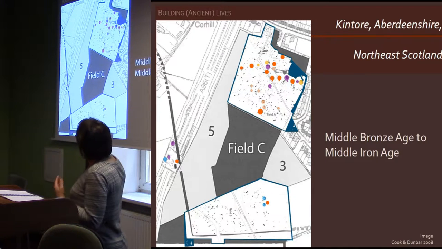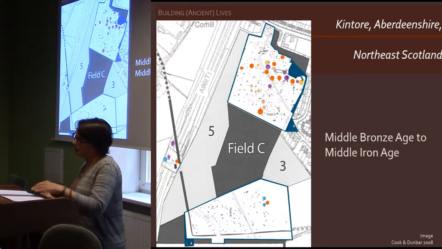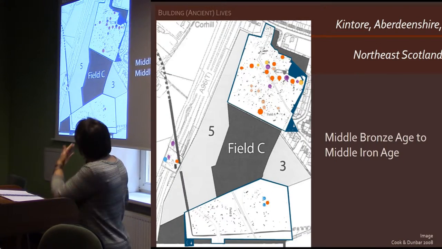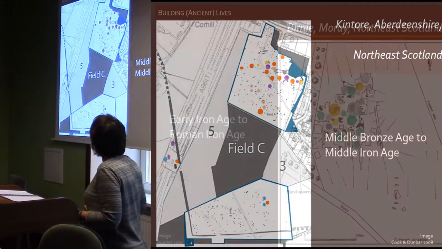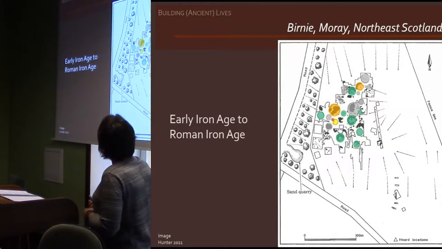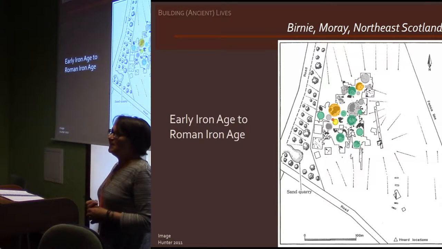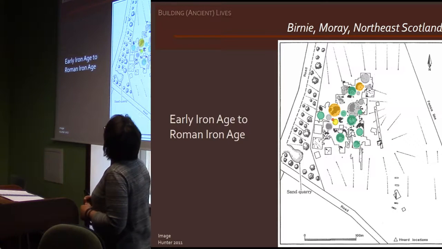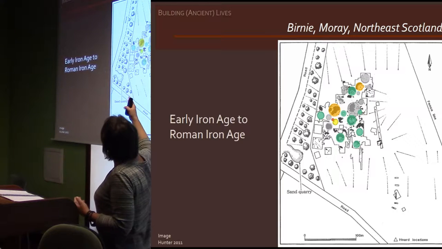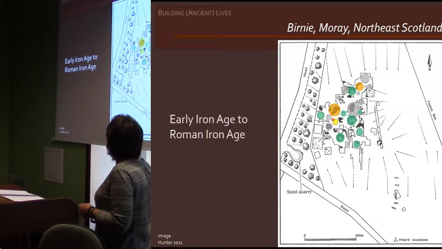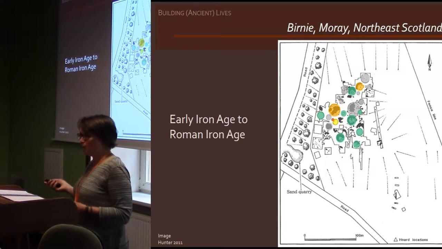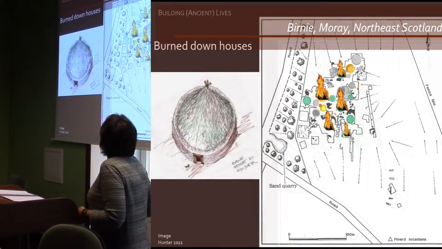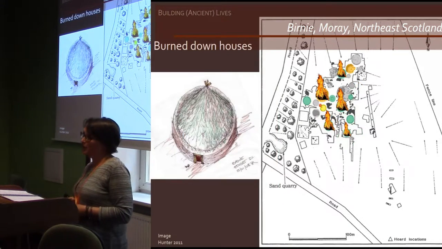And this is up until the Middle Iron Age. And for the Roman Iron Age, which is not represented on this site, we turn to another site in the northeast, aptly pronounced Burmy at Murray. And again, here we have yellow, the early Iron Age houses, and then green, the Roman Iron Age houses. And again, burning events.